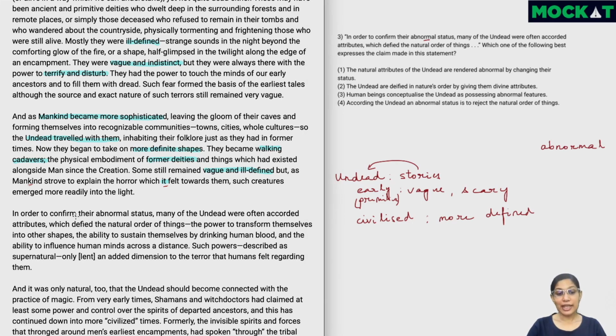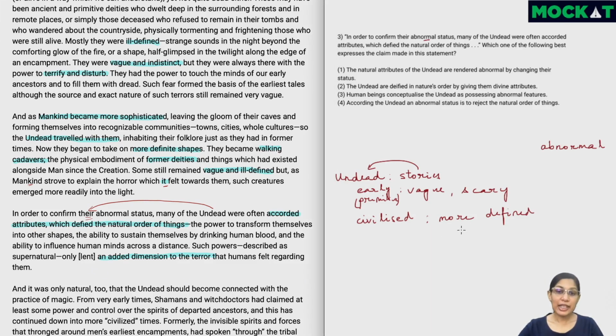In order to confirm their abnormal status, many of the undead were often accorded attributes which defied the natural order of things. So humans, to confirm that the undead were abnormal, gave them attributes which went against the natural order, such as the power to transform themselves into other shapes, the ability to sustain themselves by drinking human blood, and the ability to influence human minds across a distance. Such powers, described as supernatural, only lent an added dimension to the terror that humans felt regarding them.